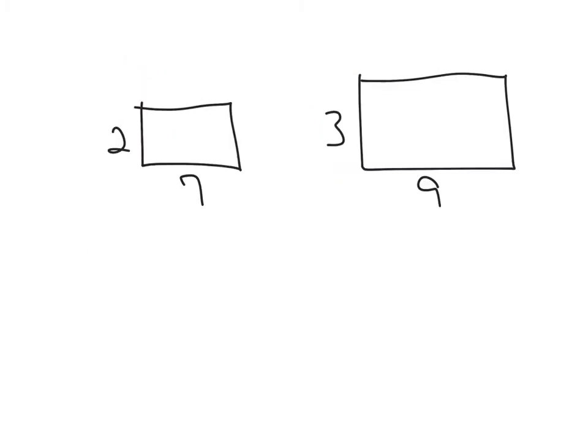Another thing, we could just be given some side lengths and asked if these are similar or not. What we can do is look for the corresponding sides. Corresponding sides should be proportional. So we could say the 2 matches up with the 3, the 7 matches up with the 9. These don't have decimals in them. We can't reduce either of them, so these are not going to be the same. So these are not going to be similar to each other.